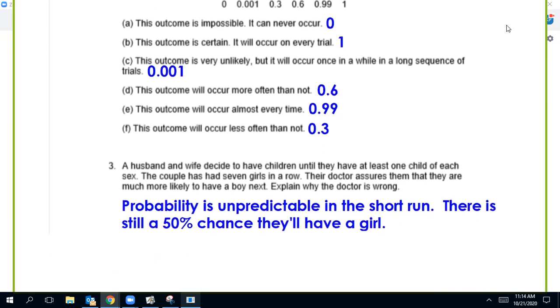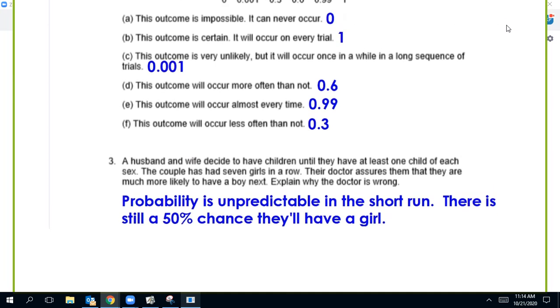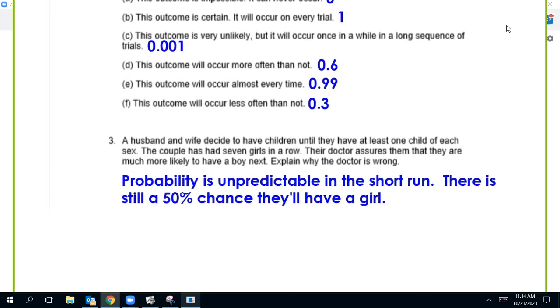And then this last one: a husband and wife decide to have children until they have at least one child of each sex. The couple has had 7 girls in a row, and their doctor assures them that they're more likely to have a boy next. Why is the doctor wrong? Each time they have a child, they're going to have a 50-50 chance of getting a girl or not. And so that is still the same, even though they've already had 7 girls.